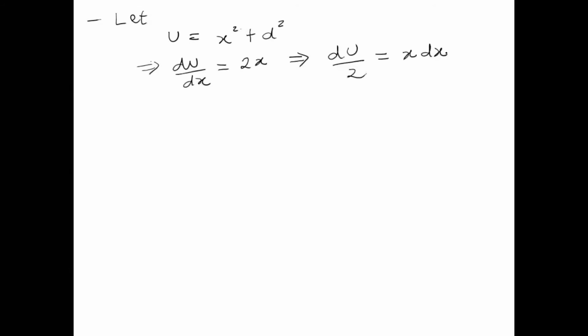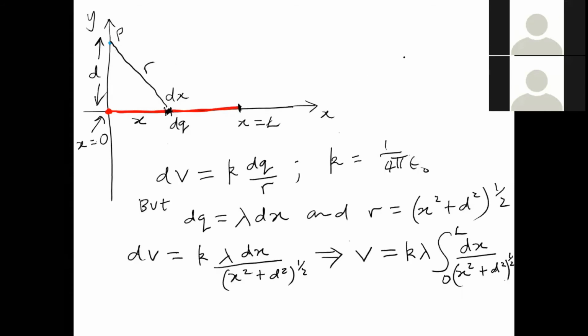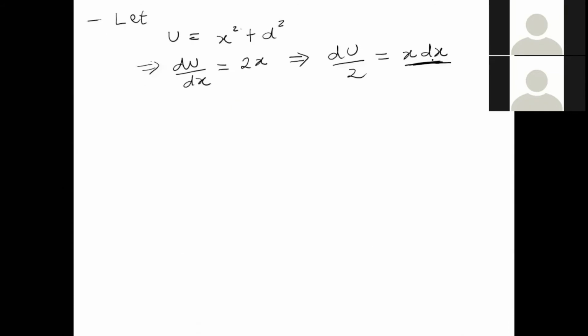Now, if you look at this x dx in the numerator, that's why I say this could only work if you had x in the numerator. In the numerator, what you only have is dx. You don't have this x. Are you seeing what I'm saying?